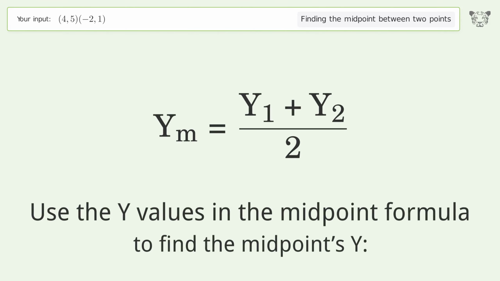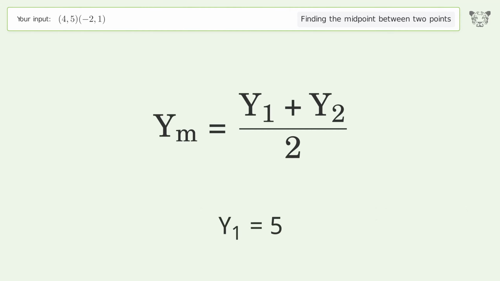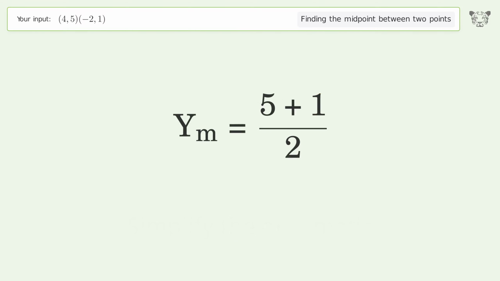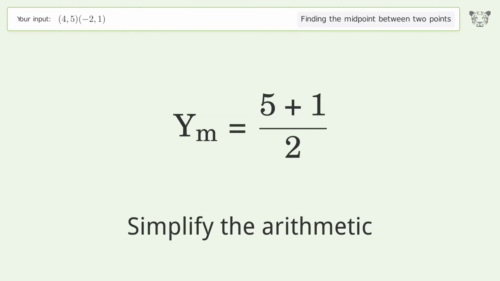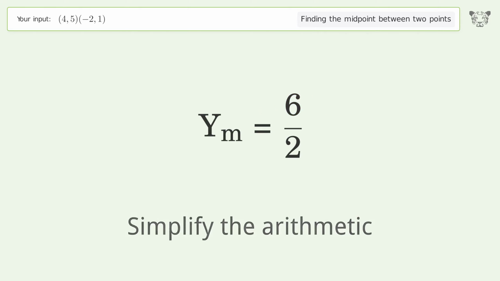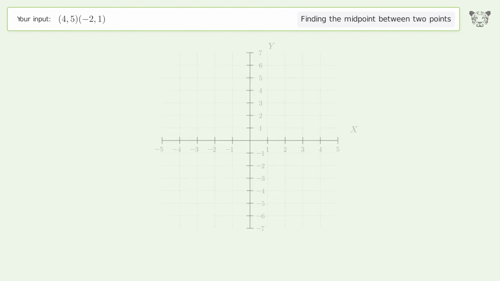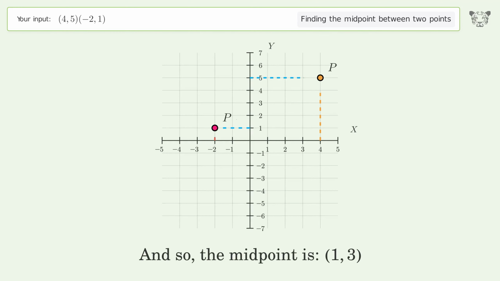Use the y values in the midpoint formula to find the midpoint's y. y1 equals 5. y2 equals 1. Simplify the arithmetic. And so, the midpoint is 1, 3.